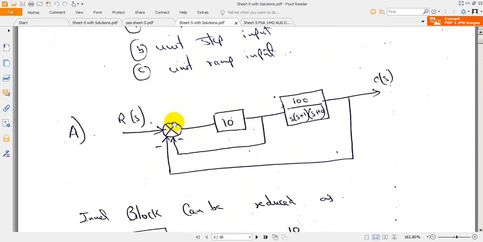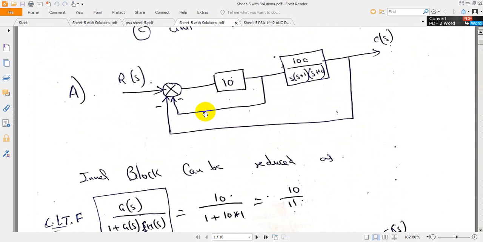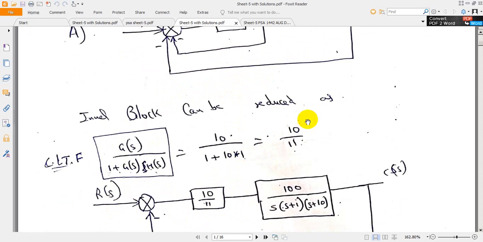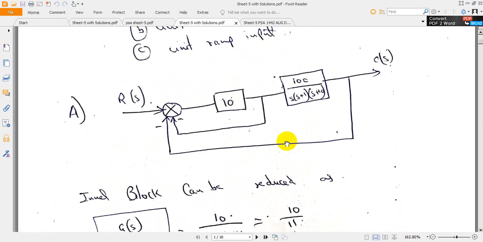10 by 100, this is the closed loop system. We are having an inner loop and an external loop. First we will evaluate the inner loop transfer function. Inner loop closed loop transfer function can be written as, we are having a unity feedback, so H of s is 1, so G of s divided by 1 plus G of s into H of s, 10 divided by 1 plus G of s into H of s, which is equal to 10 by 11. This forms your closed loop transfer function for this inner block.